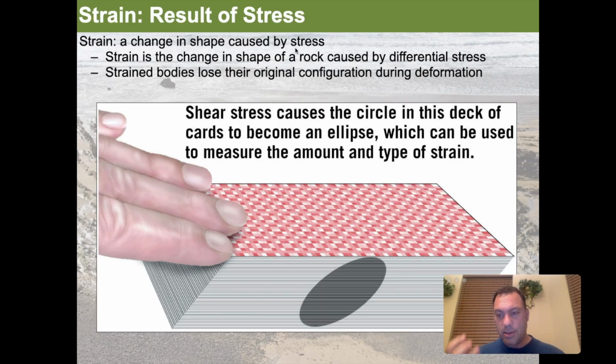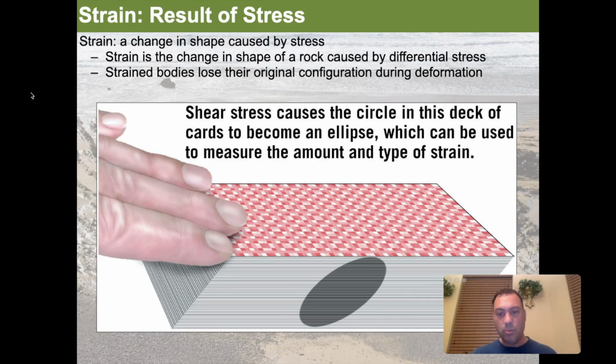So strain is the deformation. It's the breaking of the rock, right? So strain is the change in shape of a rock caused by differential stress. Strained bodies lose their original configuration during deformation. So the idea is that as you're straining the body, it's taking on a new permanent shape. It's no longer having that old shape that it once had.